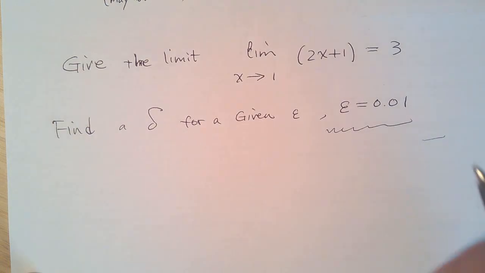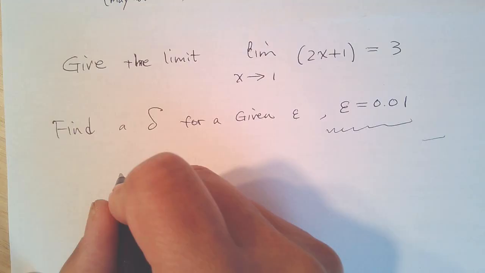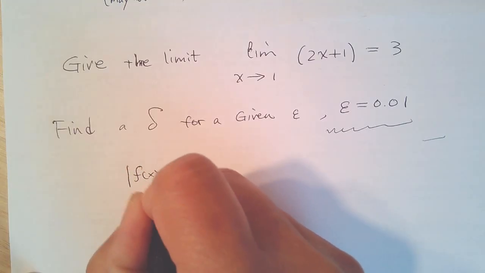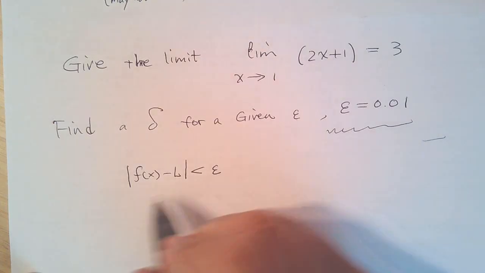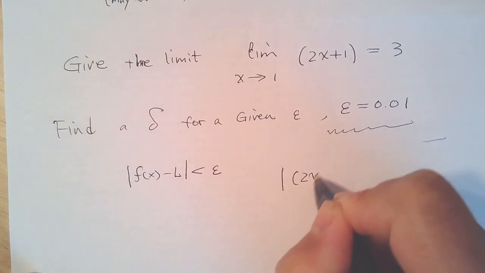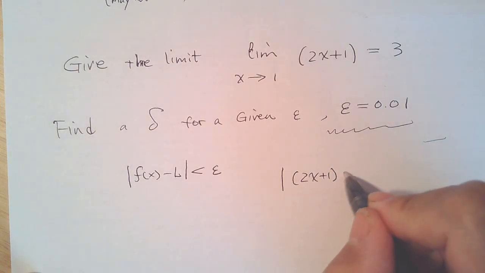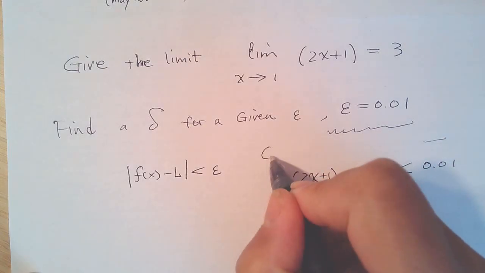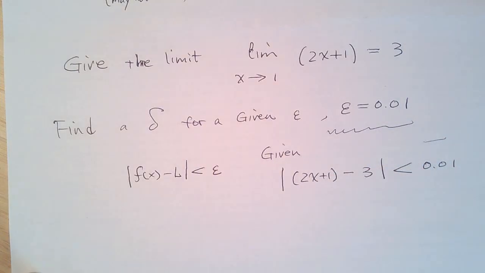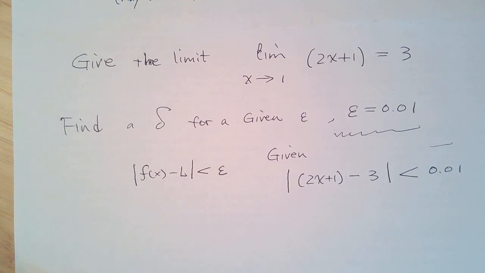So what it says is this: for a given epsilon, remember it's the absolute value of f of x minus L less than epsilon, right? So in our case, f of x is 2x plus 1, and then minus L, which is minus 3, less than 0.01. So this is a given. Now I need to find what is about this x around 1. That's how you find delta.